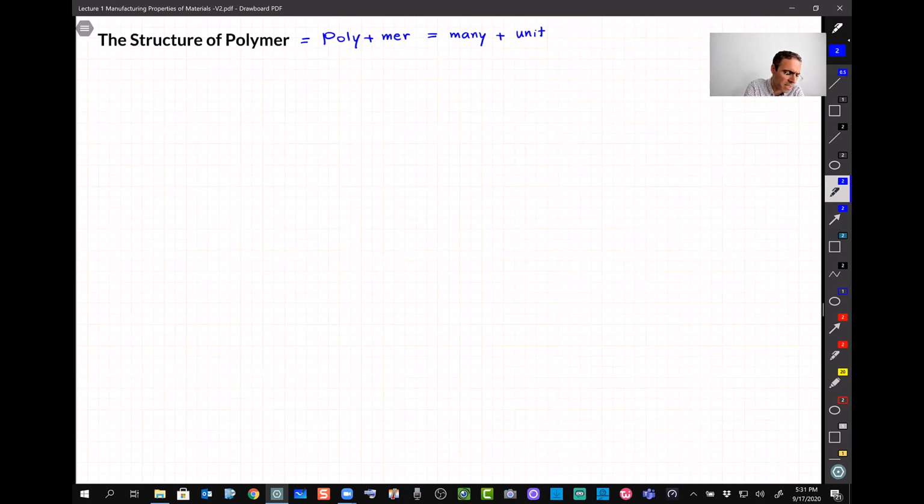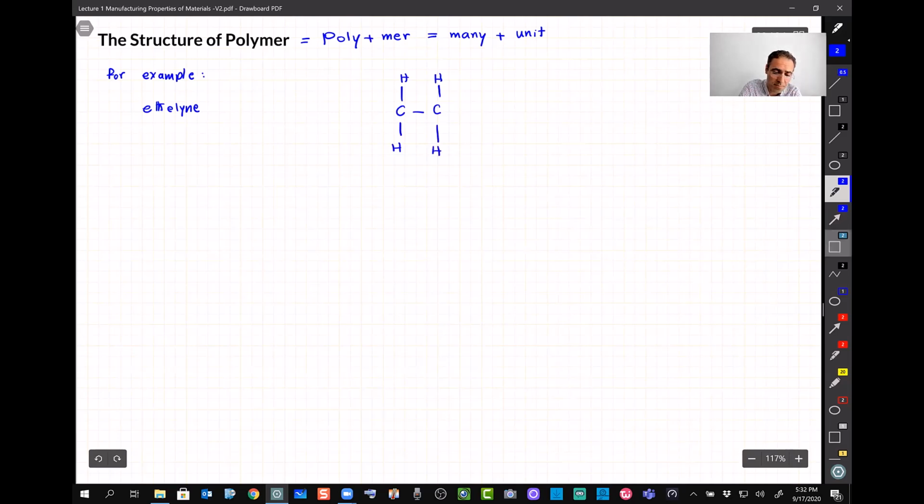So let's look at one example. Let's say, for example, if we look at ethylene. So what is ethylene? It is a bunch of carbon and hydrogen. So let's say one carbon here, and then we have hydrogen, hydrogen, and hydrogen, and hydrogen. This is what we call ethylene. So this is one unit, or one mer.